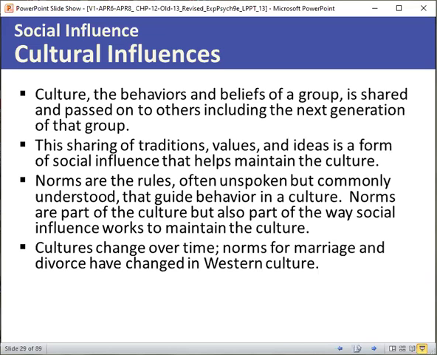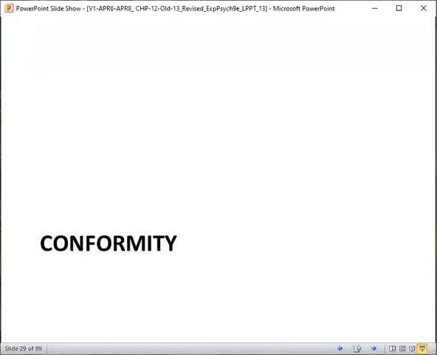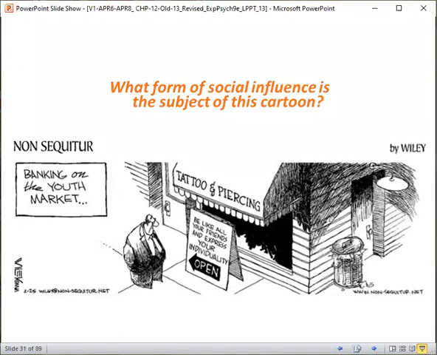Sometimes these things we see, sometimes these rules we just know, but we never had to be taught them, okay? So let's talk real quickly about this notion of conformity. All right, so we have these norms, but now we have conformity. What form of social influence is the subject of this cartoon?